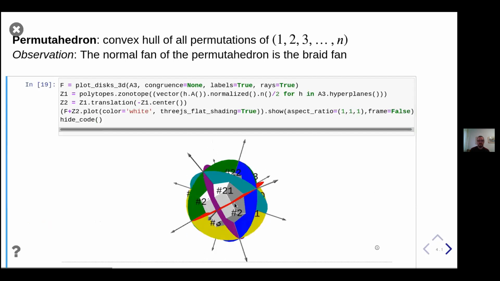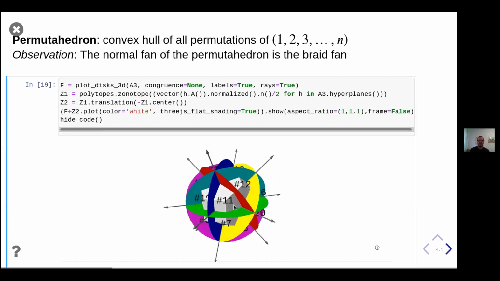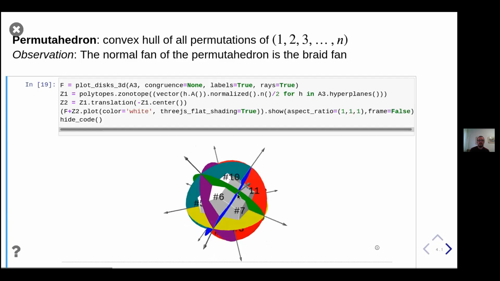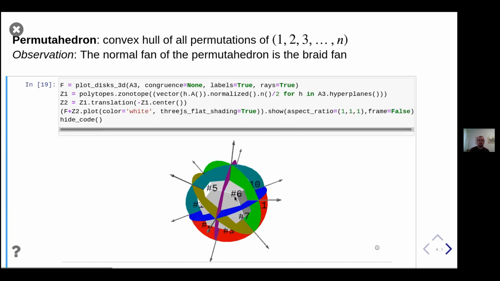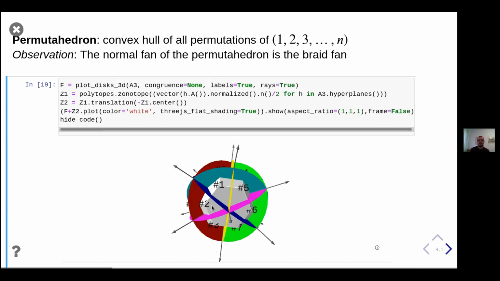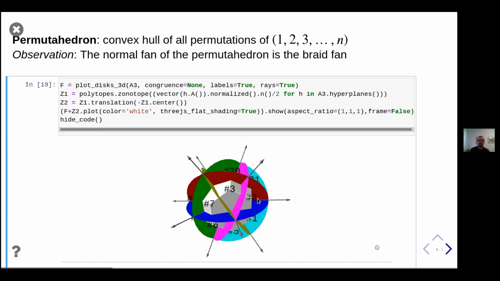And we see that these two objects, the Braid arrangement and the permutahedron, seem to be closely related. This is because the vertices of the permutahedron correspond to the regions of the arrangement. The rays of the arrangement correspond to the facets of the permutahedron. Each of the edges of the permutahedron is perpendicular to one of those hyperplanes. And this is because the fan of the Braid arrangement is precisely the normal fan of the permutahedron.